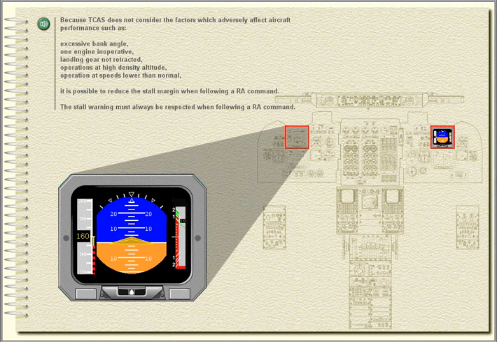Because TCAS does not consider the factors which adversely affect aircraft performance, such as excessive bank angle, one engine inoperative, landing gear not retracted, operations at high density altitude, or operation at speeds lower than normal, it is possible to reduce the stall margin when following an RA command. The stall warning must always be respected when following an RA command.